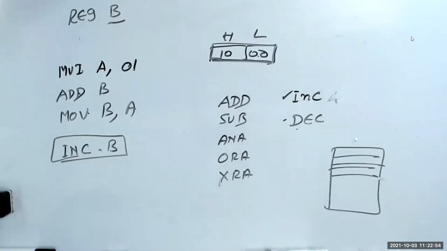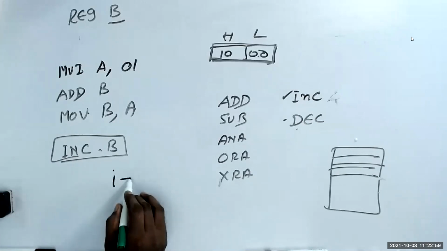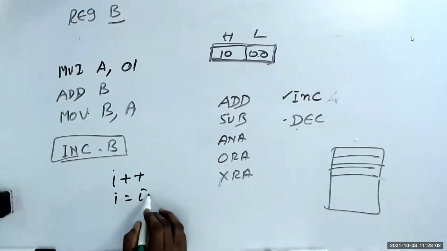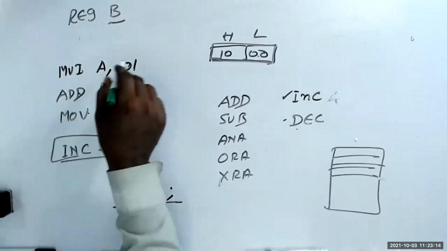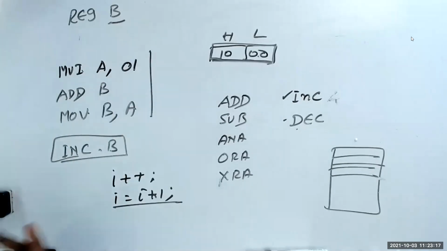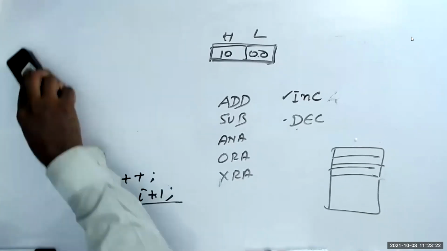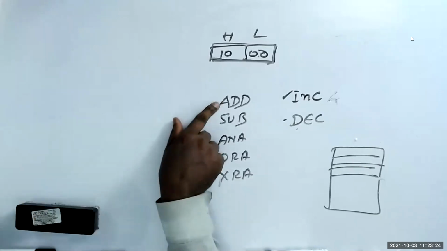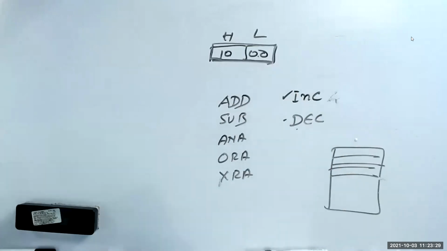That's why when you write a program, I plus plus and I is equal to I plus 1 make a difference. When you do I plus plus, when they convert to assembly, they will use increment. When you do I is equal to I plus 1, they will use add. So the assembler does what is called optimization. When I can do add, why should I also have an increment and decrement? That is to save your time.